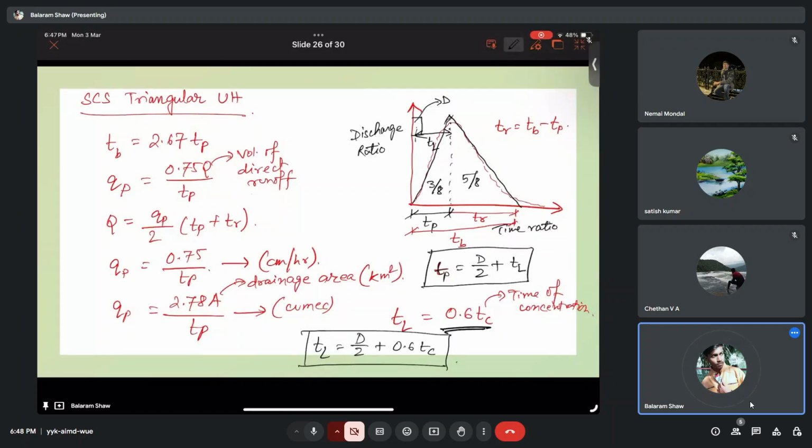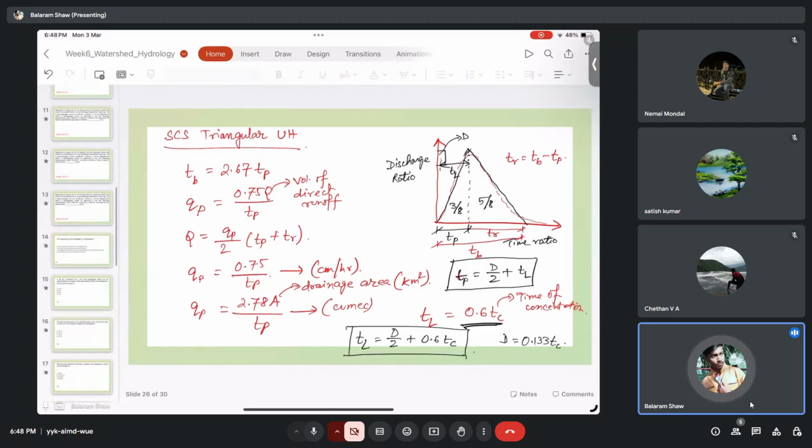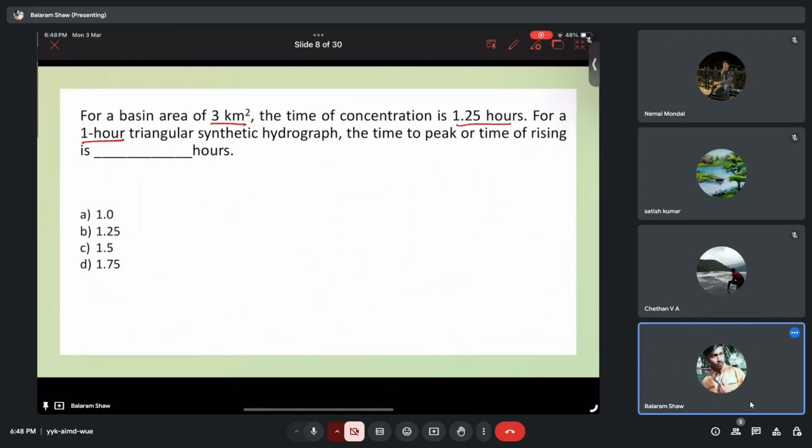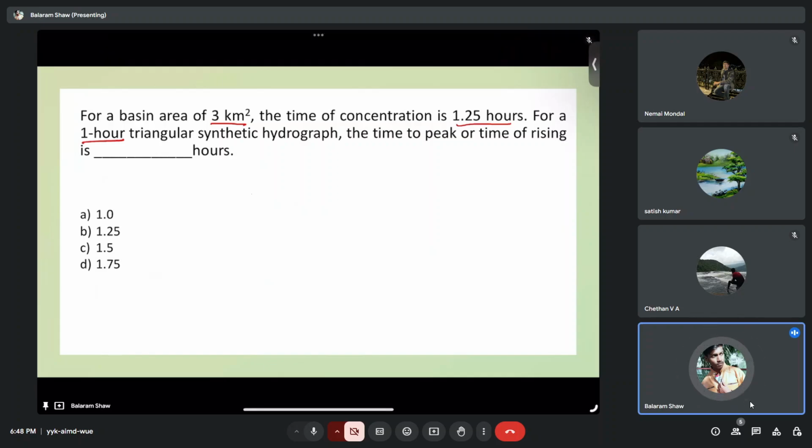Generally this duration D, if it is not given, is 0.133 into TC, where TC is the time of concentration. Okay, so with this, we'll move to the question again. All these formulas are there in the lecture also, you can just see there. So see this question. I'll give 2 minutes for this. Let me know how much you are getting.